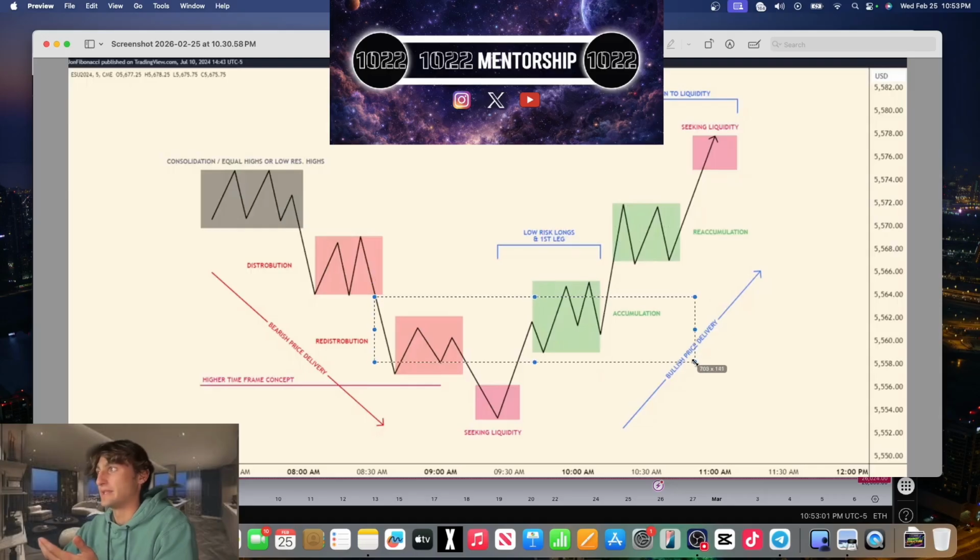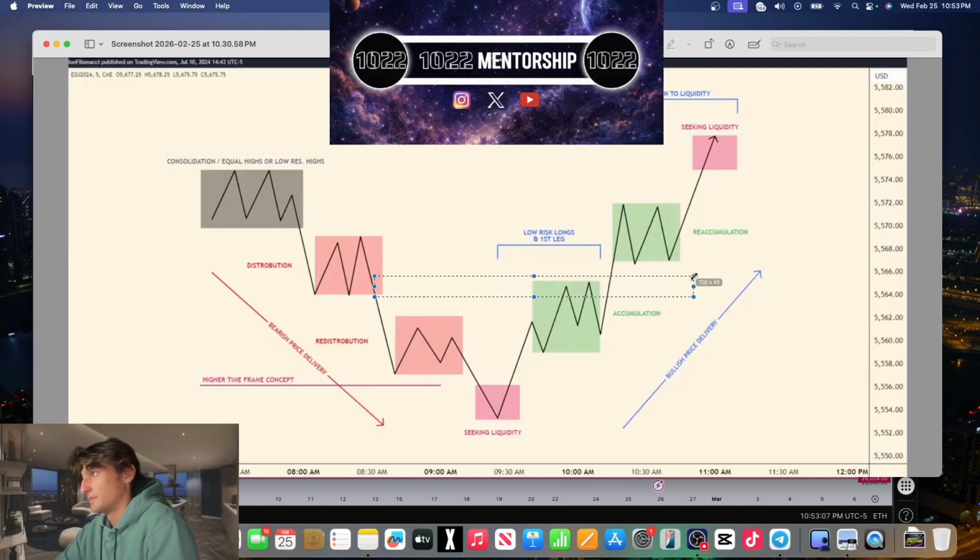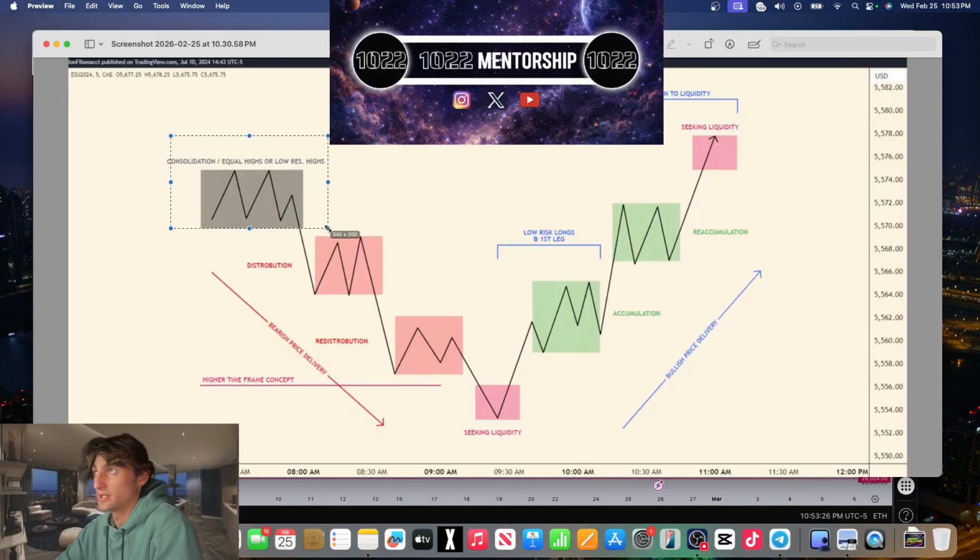It's just more ideal to get in at a discount versus a premium. So after that, you have your accumulation, you have your expansion, and you start making your higher highs. And then your low risk longs and first leg can go in here, like I was saying. And then expansion, reaccumulation to seek liquidity, which is your original consolidation, your equal highs, or your low resistance highs.